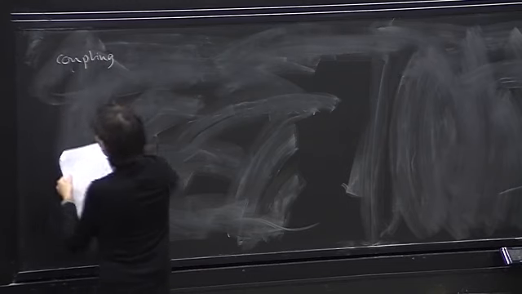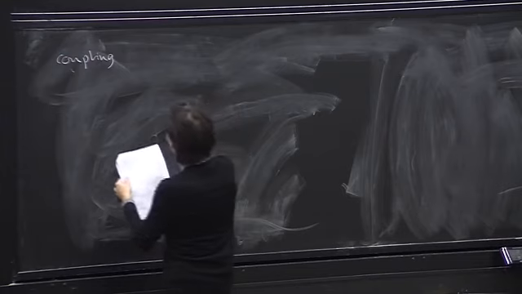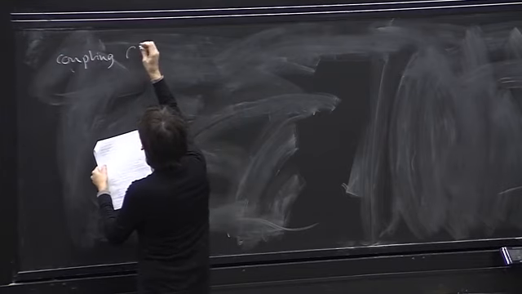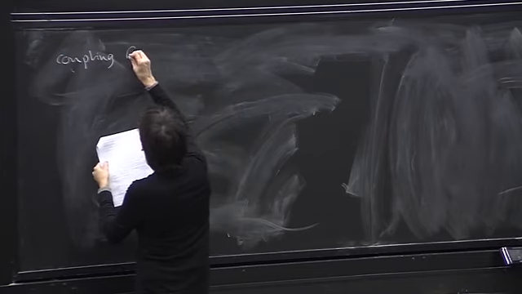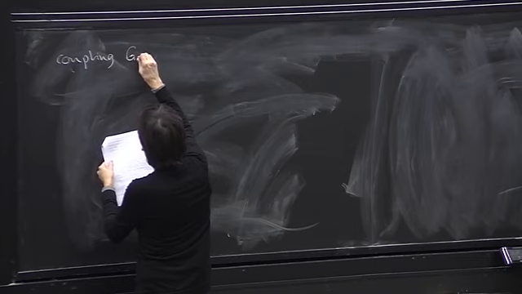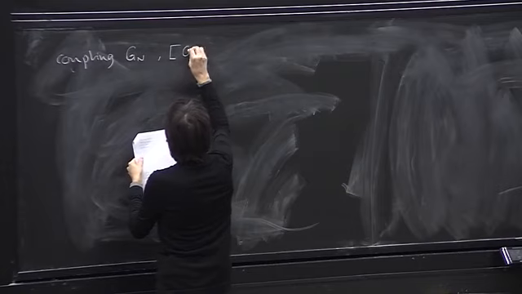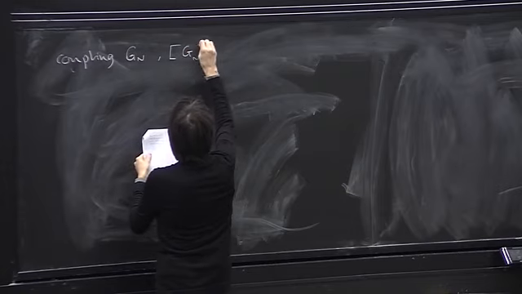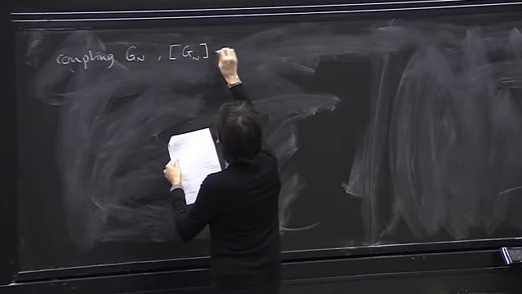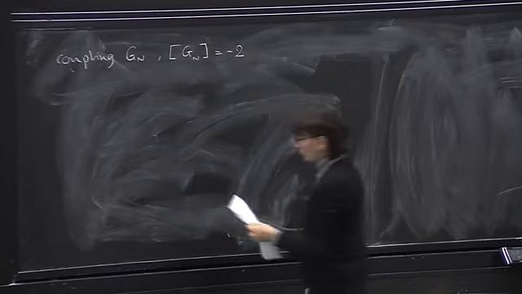Let me just briefly make the short argument for why we might have anticipated running into trouble. So here is my G_N, G Newton. And now let me use these square brackets to indicate mass dimension. So this is -2.